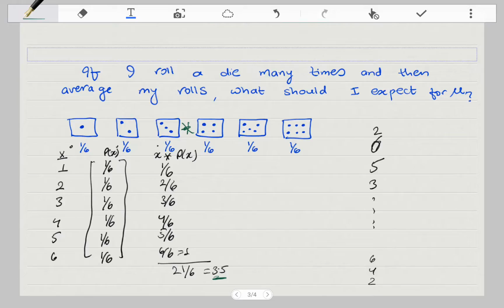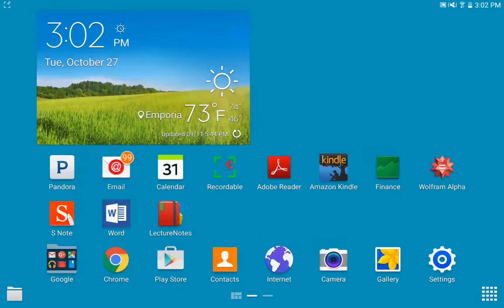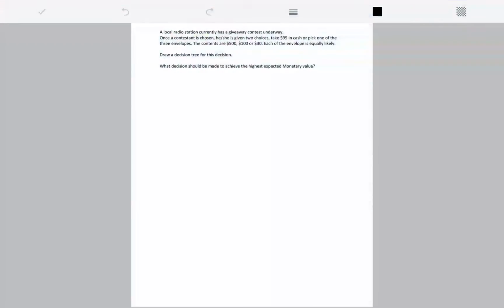Now, how does this fit into business problems? What does it really mean? Let's do some practice problems. Let's do one practice problem for sure. All right.